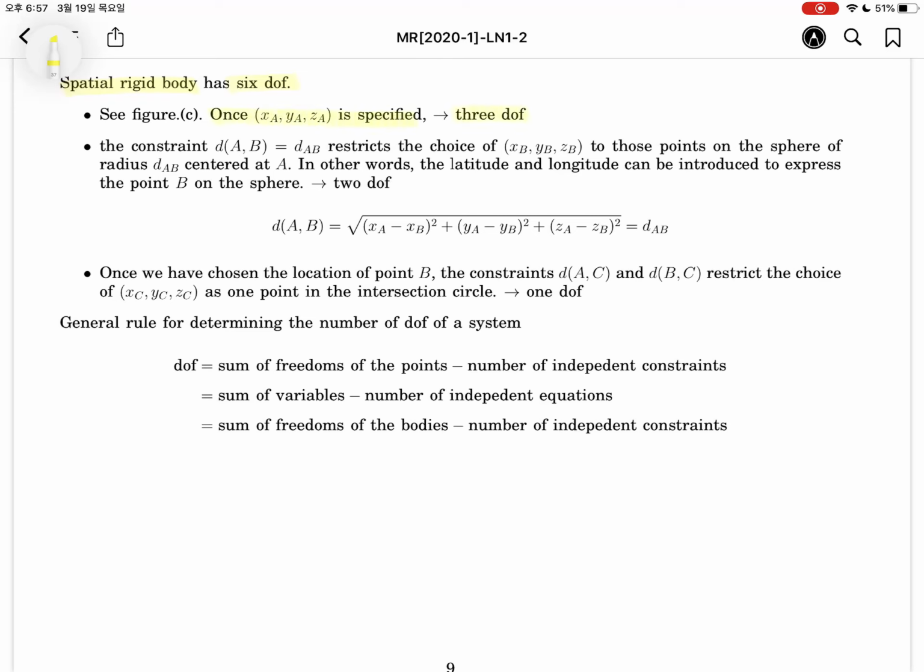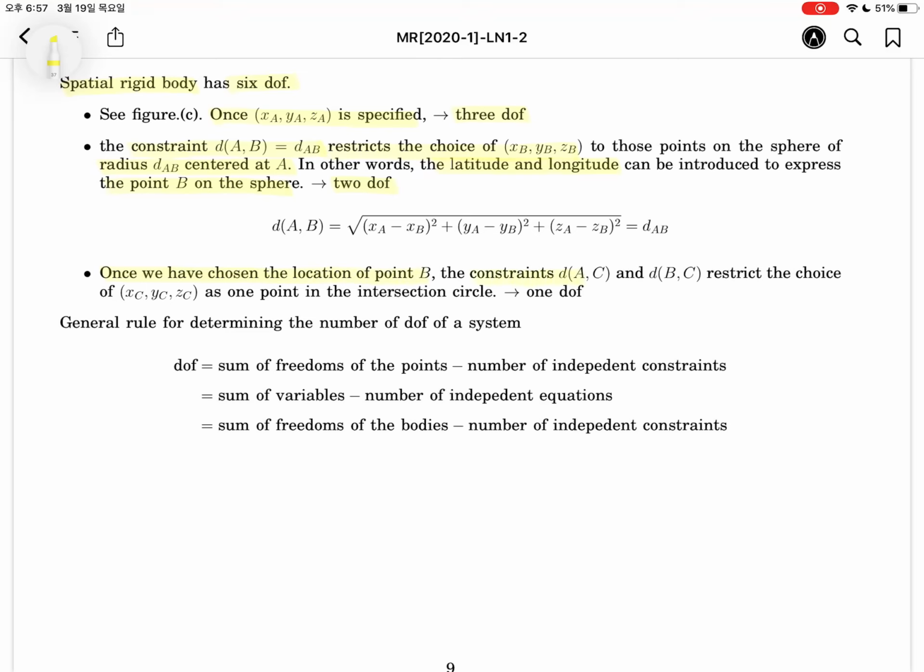Once A's position is specified, with 3 degrees of freedom, the constant DAB restricts the choice of the B point to those points on the sphere of radius DAB centered at A. In other words, latitude and longitude can be introduced to express the point B on the sphere, so it means 2 degrees of freedom because of the one constraint.